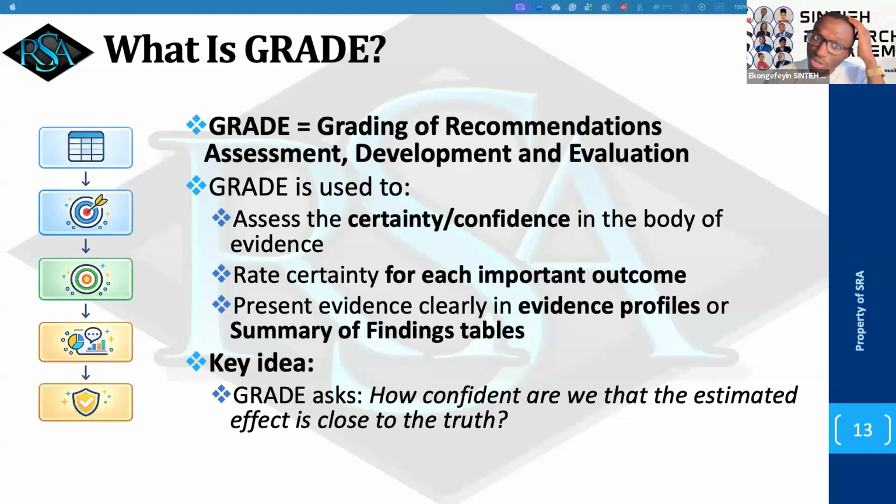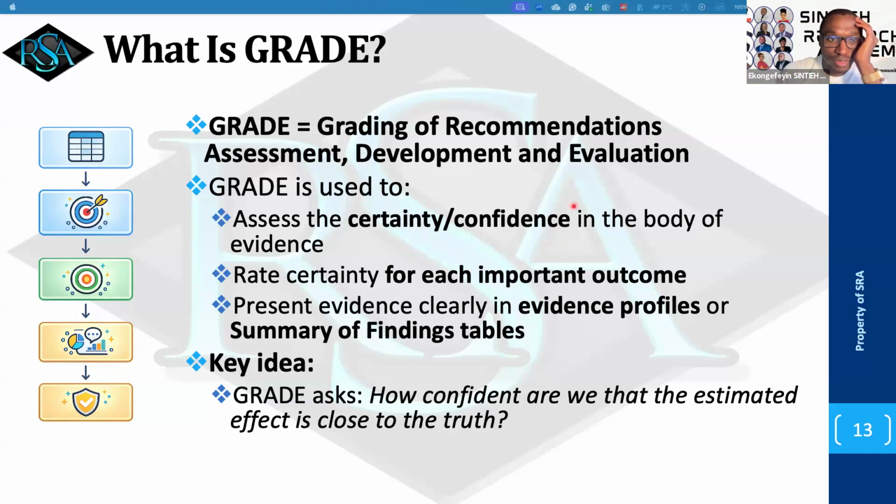So what is grade? I think all of you have been hearing me talk about grade a lot, but it simply refers to grading of recommendations, assessment, development, and evaluation. So we generally use this in systematic reviews to ascertain the level of certainty or confidence in the body of evidence. So in the example we've done so far, we've used just four studies, right? And we are going to look at it. So you try to use that to assess how certain the result from these studies is, based on the way they were conducted.